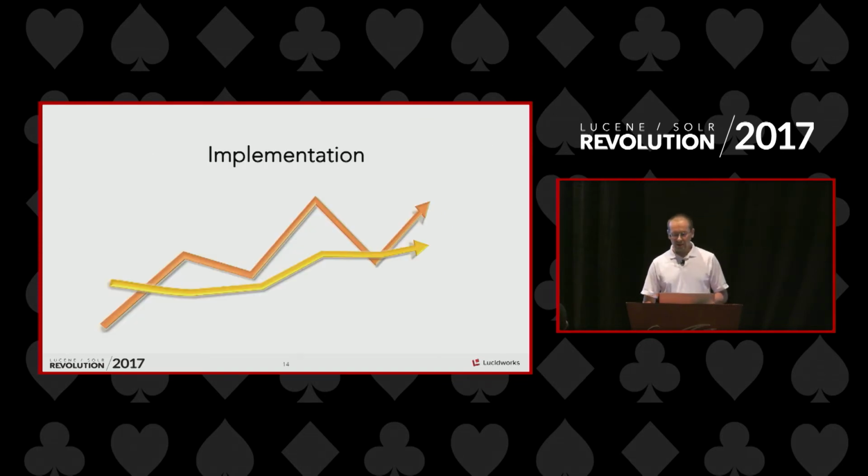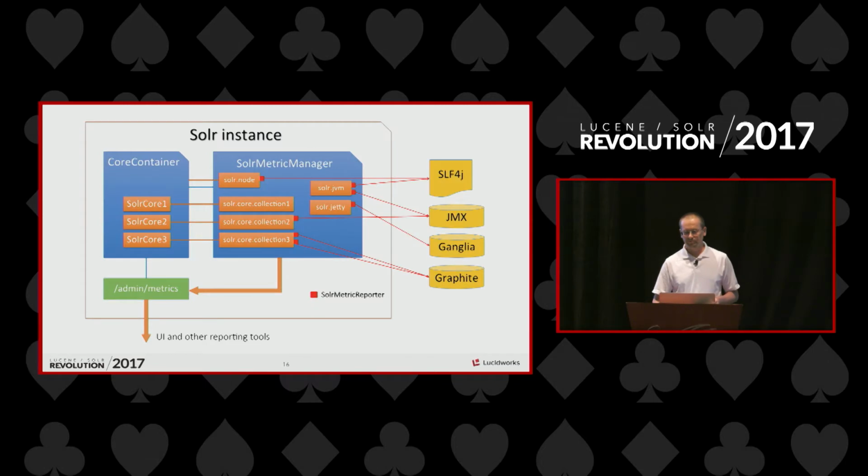So let's talk about the implementation. A picture is worth 1,000 words. We see the core container here, which is the component in Solr that is responsible for managing Solr cores. And we have several Solr cores here. Let's say that they represent collections like collection 1, collection 2, collection 3.